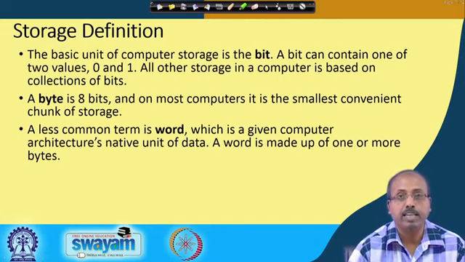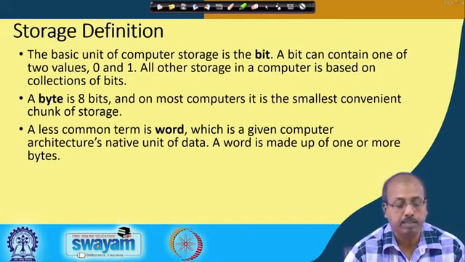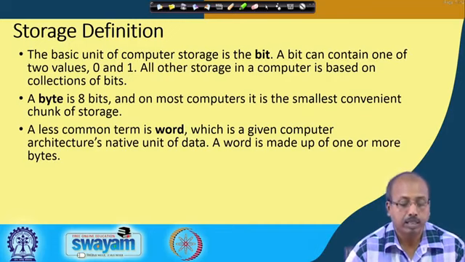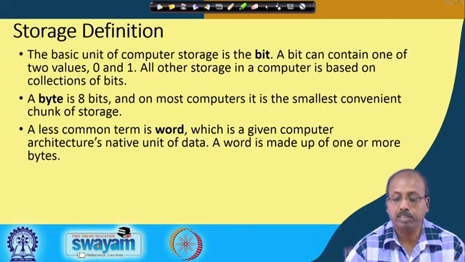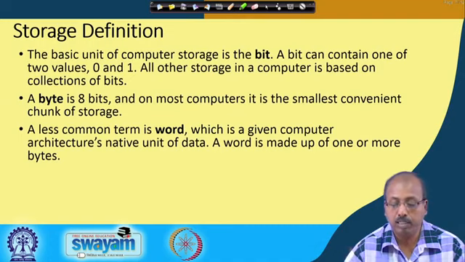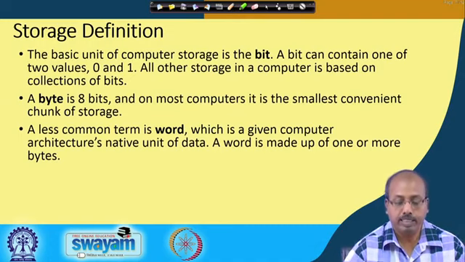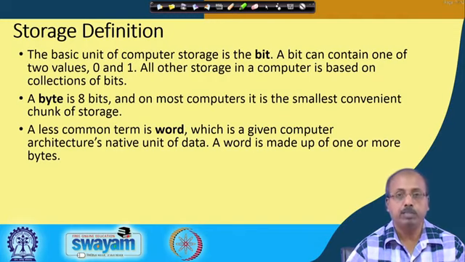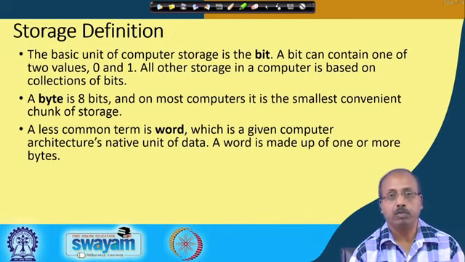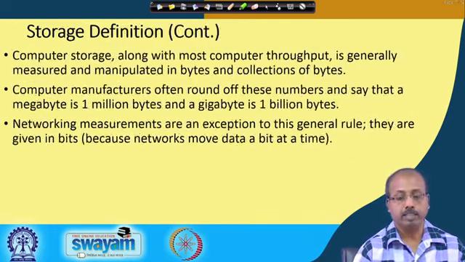The definition of storage varies with the type of storage that we have. The basic unit of computer storage is the bit. A bit can contain one of two values, 0 or 1, and all other storage in a computer is based on collections of bits. A byte is 8 bits, and on most computer systems it is the smallest convenient chunk of storage. A less common term is word, which depends on the architecture. Word size is variable; in different computer systems a different number of bytes can make up a word. There is no fixed size for a word; it is system dependent.